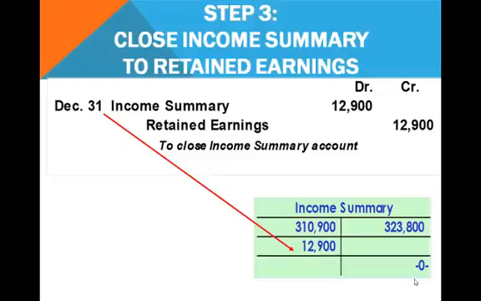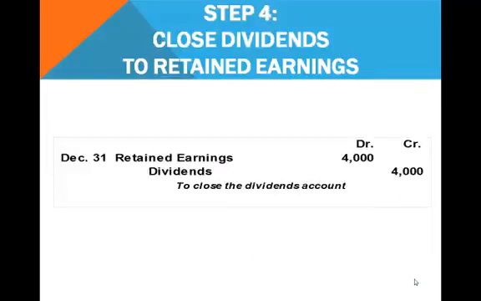Step three is to close income summary to retained earnings. In this case, income summary had a credit balance of $12,900, so we need to debit income summary to close it and credit the retained earnings account. Now the balance in income summary is zero. Step four, the final step, is to close the dividends account directly to the retained earnings account. Since the dividends account has a debit balance, we need to credit it to close it and debit the retained earnings account.